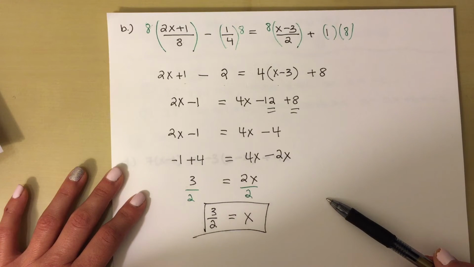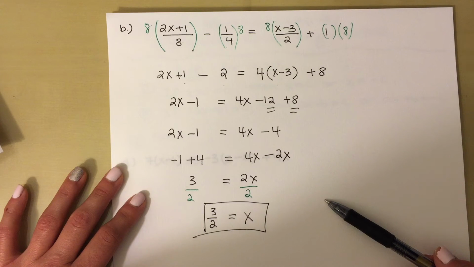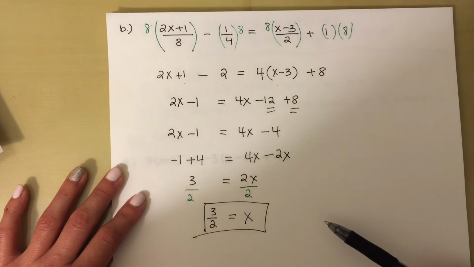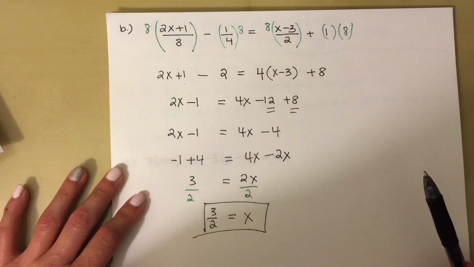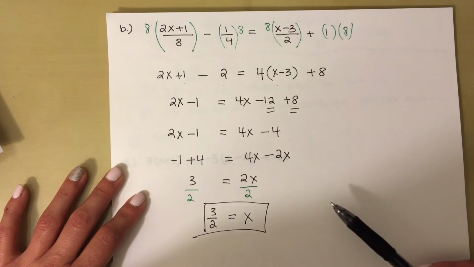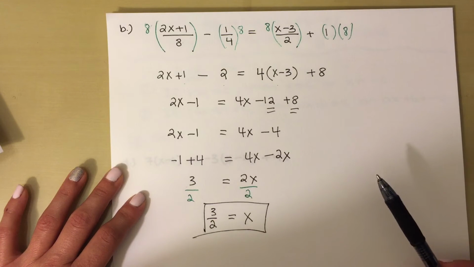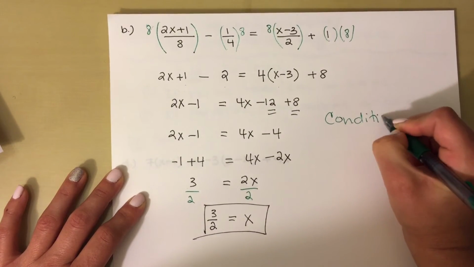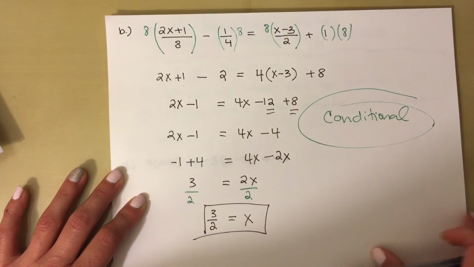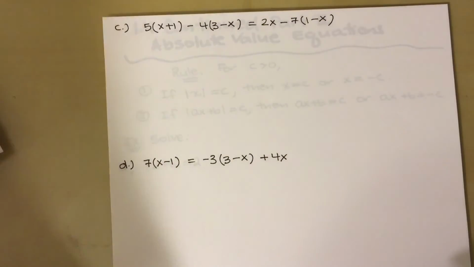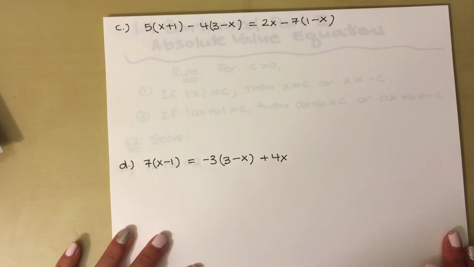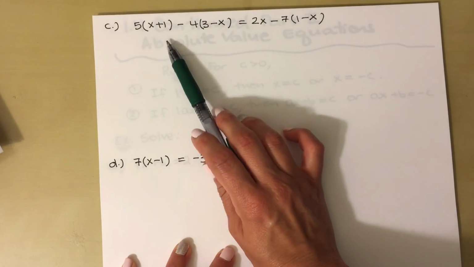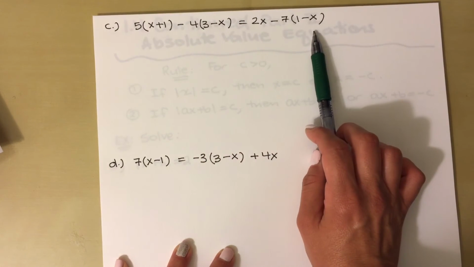This is also a conditional equation because we have a finite number of solutions. We have 1. A finite number just means that you don't have an infinite number of solutions. So 1 solution, 2 solutions, 3 solutions, those are all finite. So this is also a conditional equation. Next example.